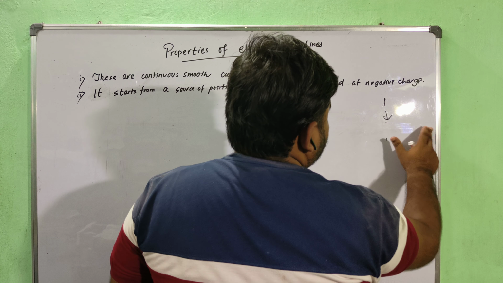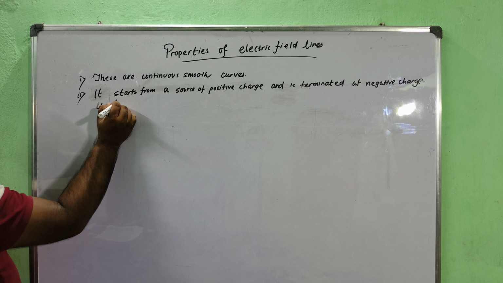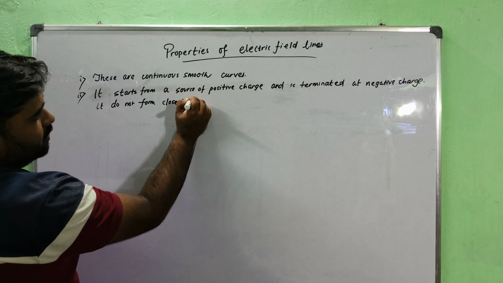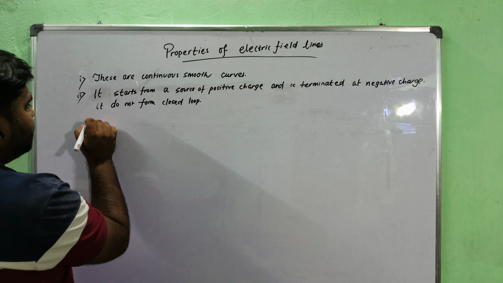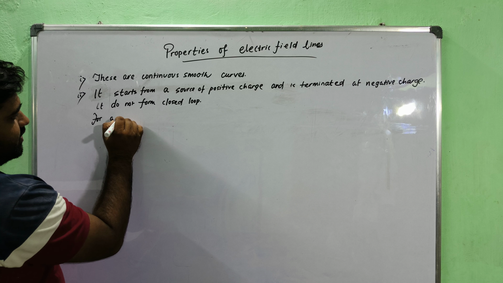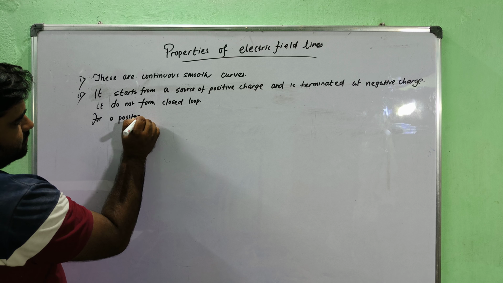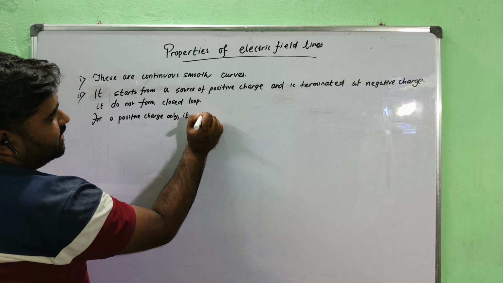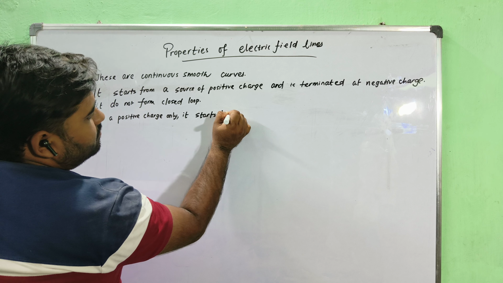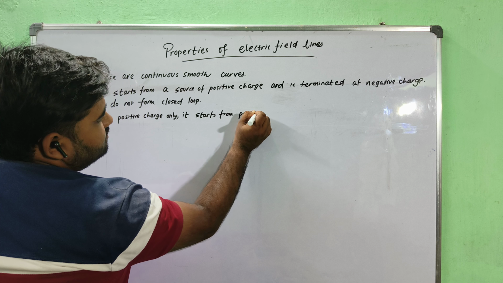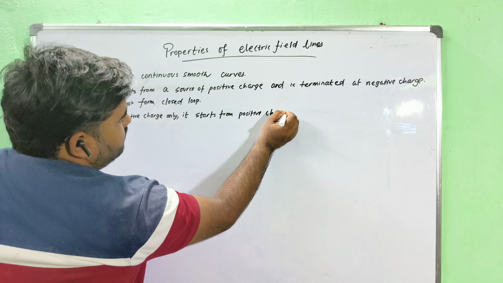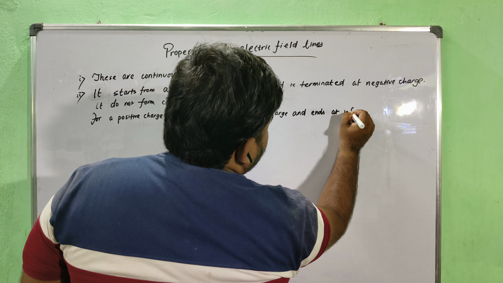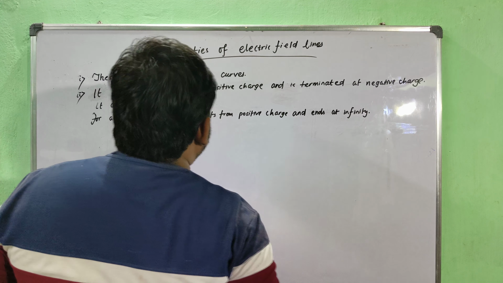So add these sentences: they do not form closed loops. Okay, for a positive charge only, it starts from positive charge and ends at infinity, which means it doesn't end.